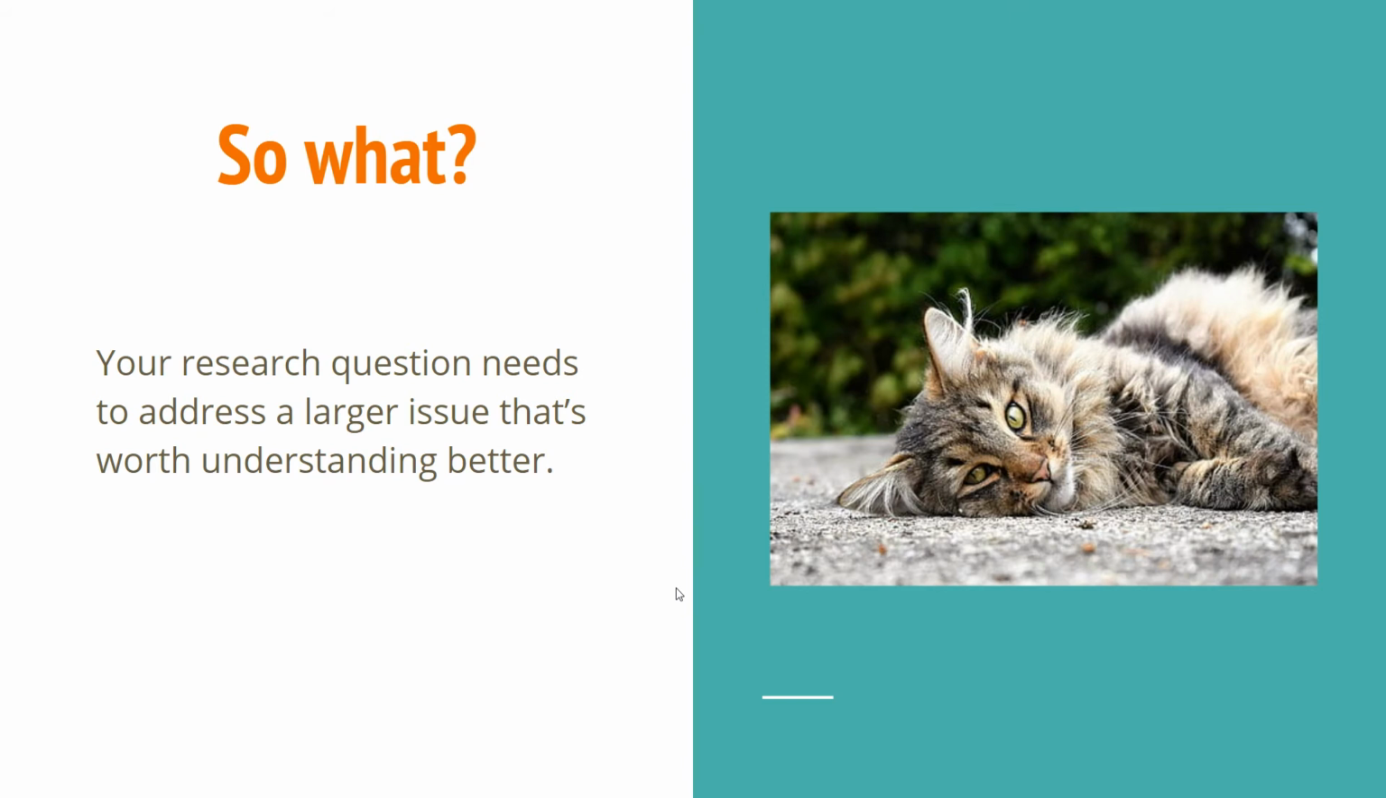So when you're thinking about your topic, you do need to think about the so what question, and you do need to think about, how does this contribute to a larger body of research? Is this helping to solve a bigger problem, or is this leading to a better understanding of a larger issue?